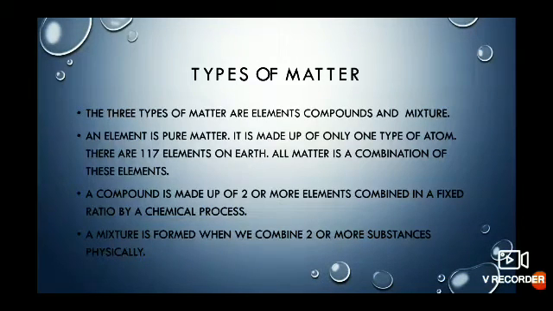Are there different types of matter? Yes, there are three different types of matter. They are elements, compounds, and mixture. An element is pure matter. It is made up of only one type of atom. On the earth, there are around 117 elements. All matter is just a combination of these elements.